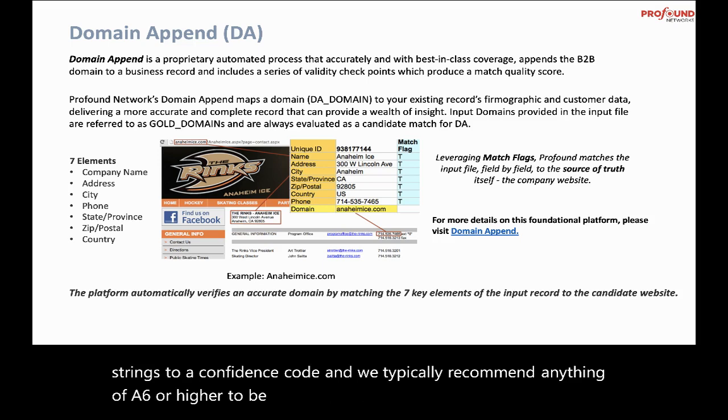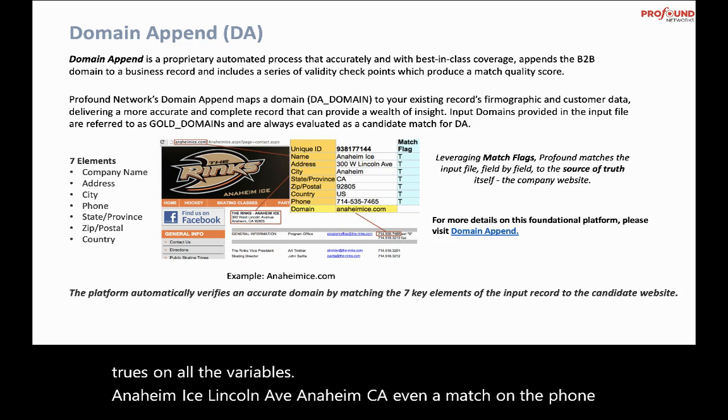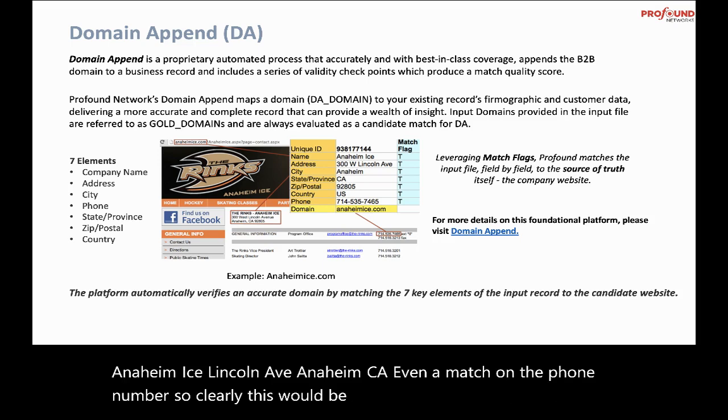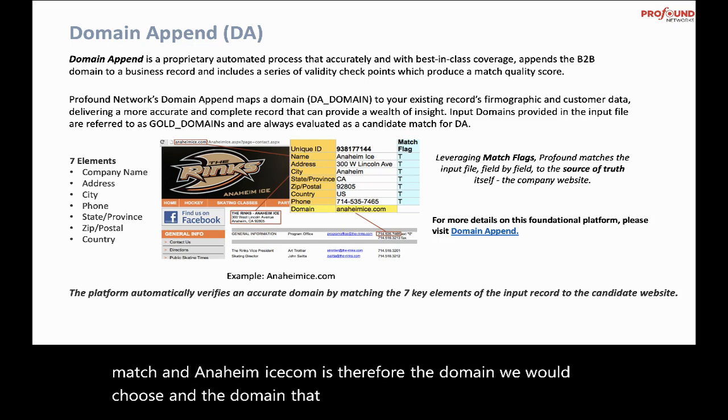So as you can see here, we have trues on all the variables: Anaheim Ice, Lincoln Avenue, Anaheim, California, even a match on the phone number. So clearly this would be a highly accurate domain append match, and AnaheimIce.com is therefore the domain we would choose and the domain that we recommend you leverage.